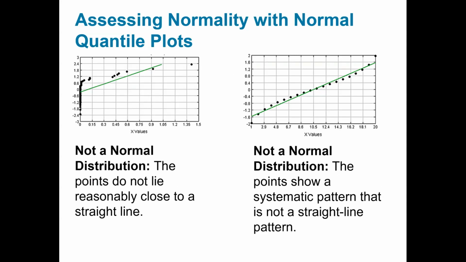So here are two examples of not normal. You may be thinking that the second one looks normal, but there is a pattern going on here, and it's not a straight line. It actually looks a little bit curved. And so that would not be a normal distribution. And that concludes Section 2.2.